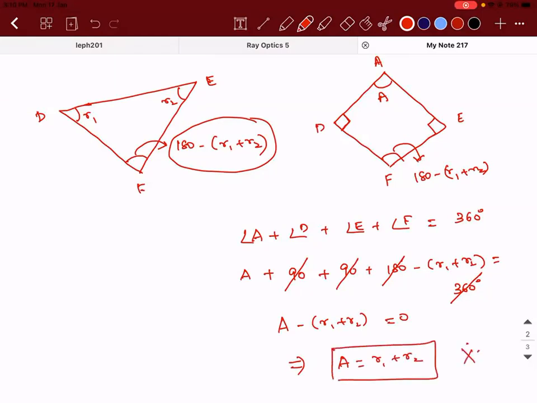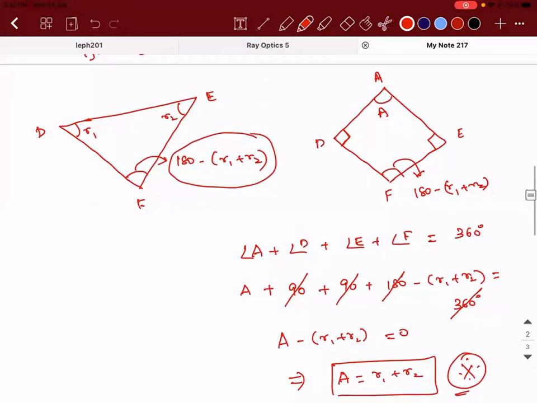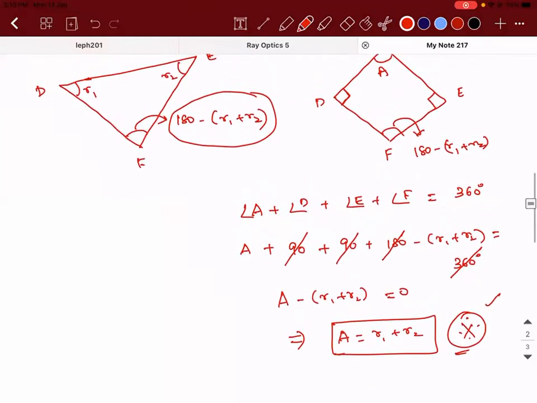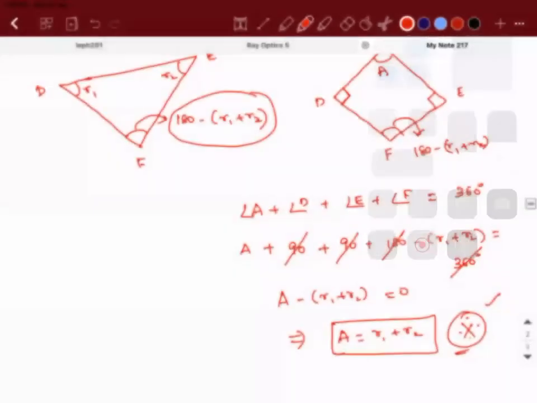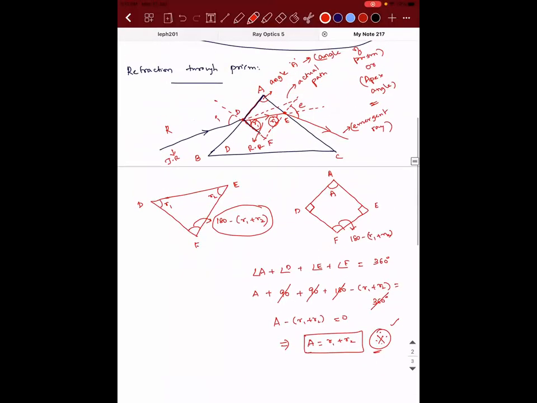So an important point to be noted here is that the sum of the two refracting angles within the prism, that is R1 and R2, made at each side of the planar surface, is equal to the angle of the prism. Okay, please make a note of this point. Write it down till this point. If there is any doubt, get it clarified.